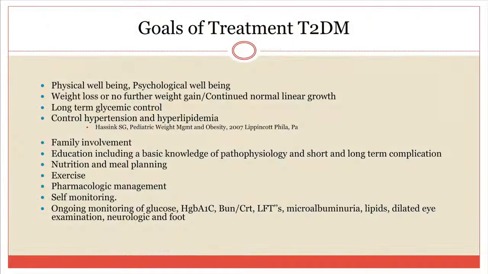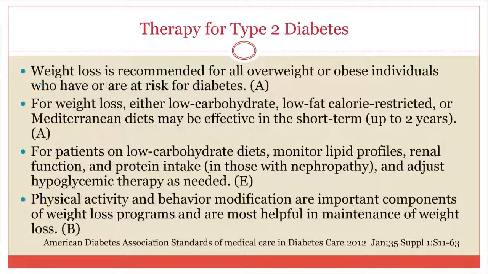Goal of treatment, like you would suspect in any chronic disease: physical and psychological well-being, weight loss, long-term glycemic control, control of the comorbidities, with family involvement, and nutrition and education and pharmacologic management as your touch points. I won't spend a lot of time on these. I'll put them in your slide deck so you have them.